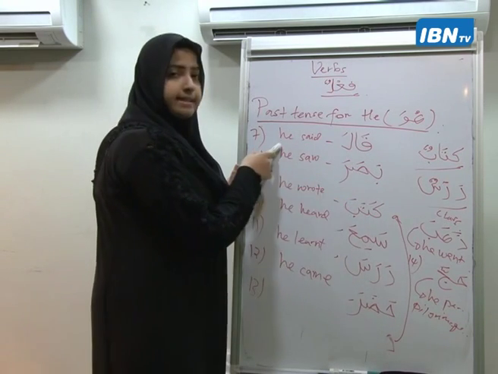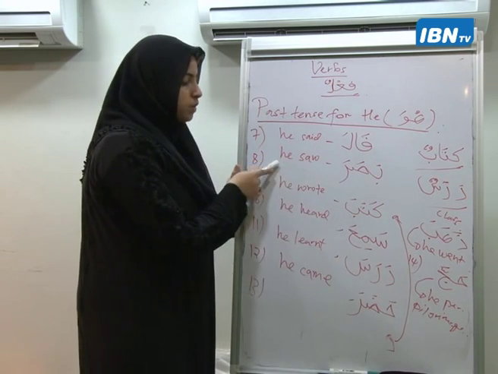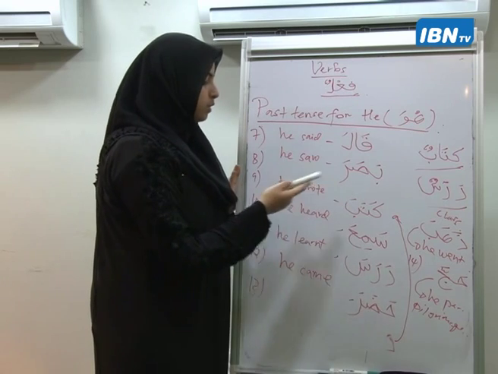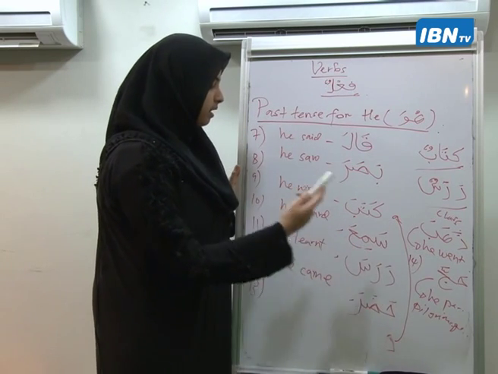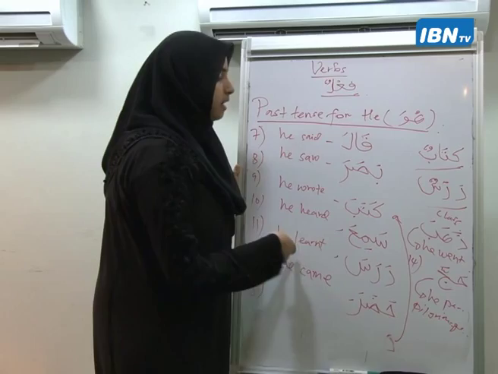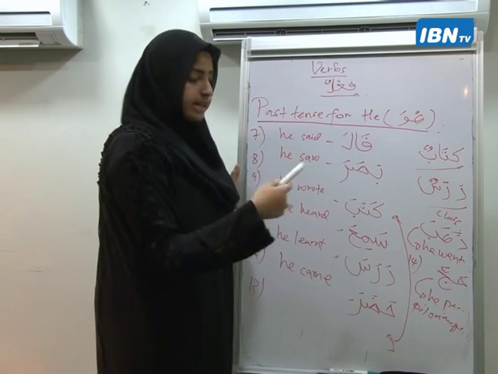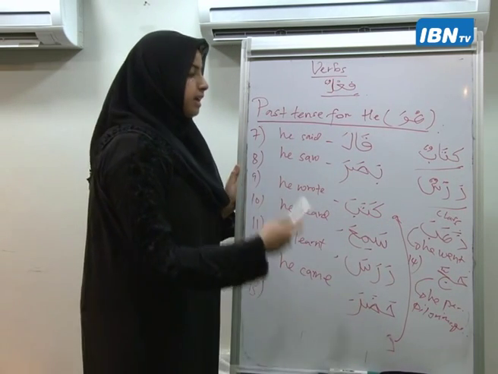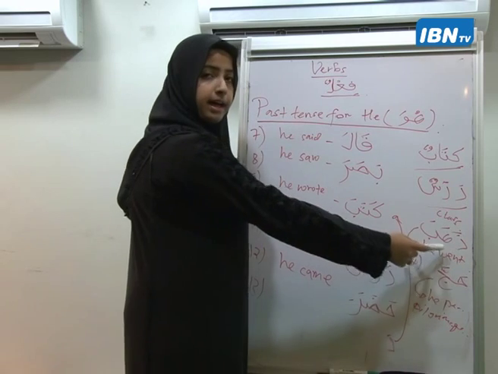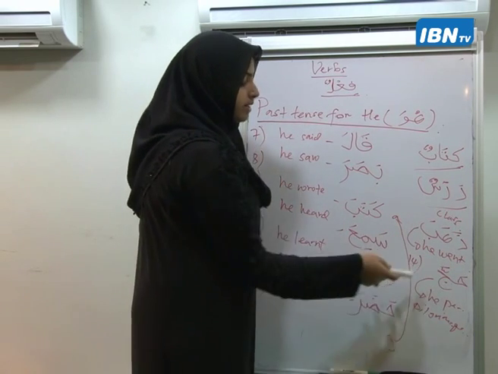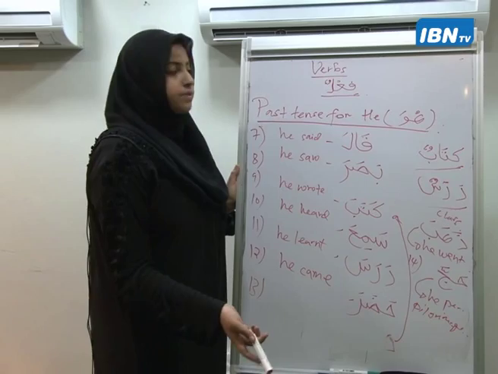So these are the verbs we have. Qala, he said. Basara, he saw. Kataba, he wrote. Sami'a, he heard. Darasa, he learned. Darasa comes from the word darsun, class. Hadara, he came. Then we have dhahaba, he went. Hajja, he performed hajj.